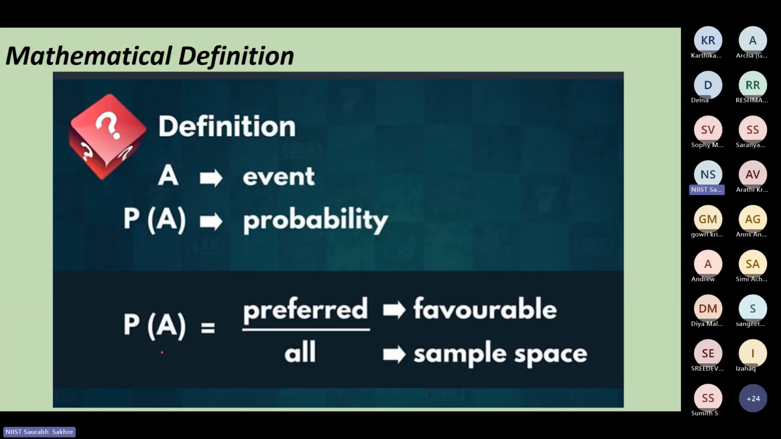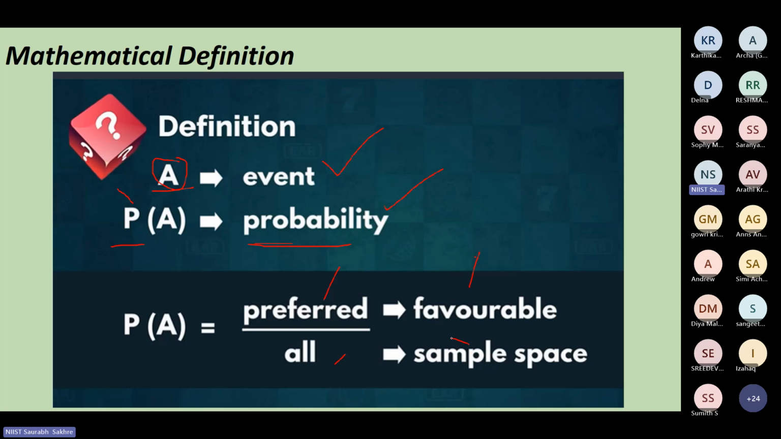Now we will see the mathematical definition of probability. I hope you are crystal clear about what an event is and what probability is. A is the event and P of A is the probability of that event occurring. I will write the mathematical notation as capital P, bracket A. And what will be the formula? The formula is very simple. P of A is the preferred, or favorable, outcomes we want out of the total number of outcomes that may occur.